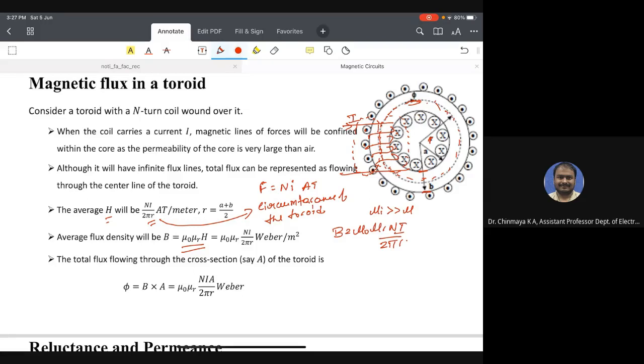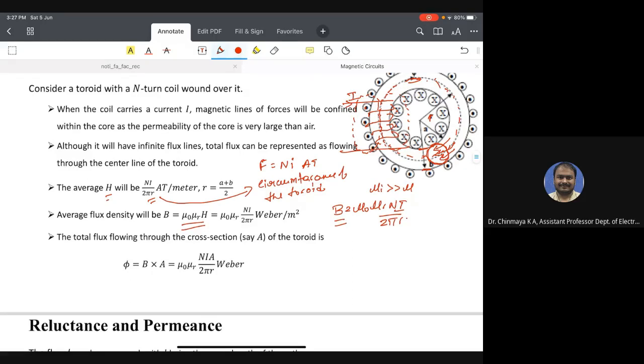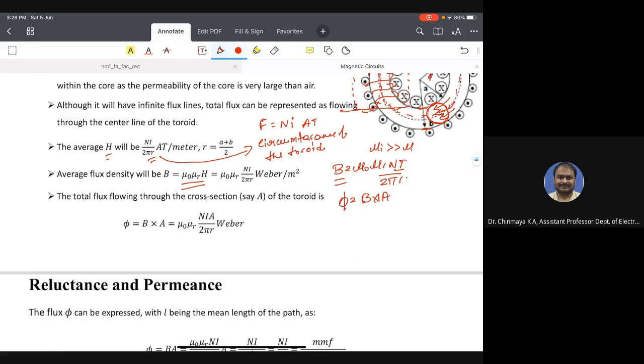So what is B? B is the flux density. Flux density can be defined as follows: if you consider an area A, the number of flux lines passing through this area is the magnetic flux density B. Therefore, if you want to calculate how much flux is passing through this area, you can calculate it by phi is equal to B into A. So by writing it, phi is equal to mu naught mu r N I A divided by 2 pi r.